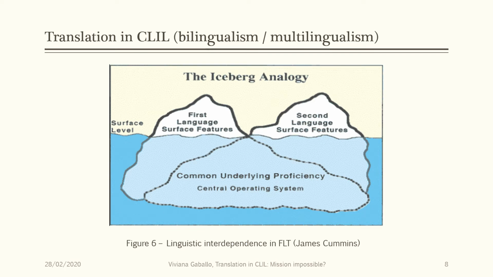I'll start by referring to the theory of linguistic interdependence by James Cummins from the University of Toronto, according to which two languages are like two separate icebergs, but only apparently so, because under the surface they belong to the same large piece of ice. This submerged area is what Cummins defines as the common underlying proficiency, the CUP. What does this mean?